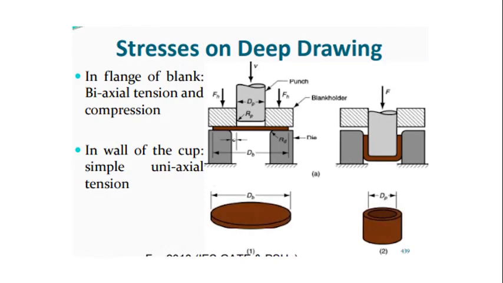Now, one more thing that we should know is what kind of stresses will be generated in your cup during the deep drawing process. In the flange, this is your flange, there will be tension and also compression. You are compressing it and there will be tension force also, right? Because you are stretching it. In your wall, there will be only uniaxial tension because you are stretching the wall. So these are the stresses formed in your cup during the deep drawing process.